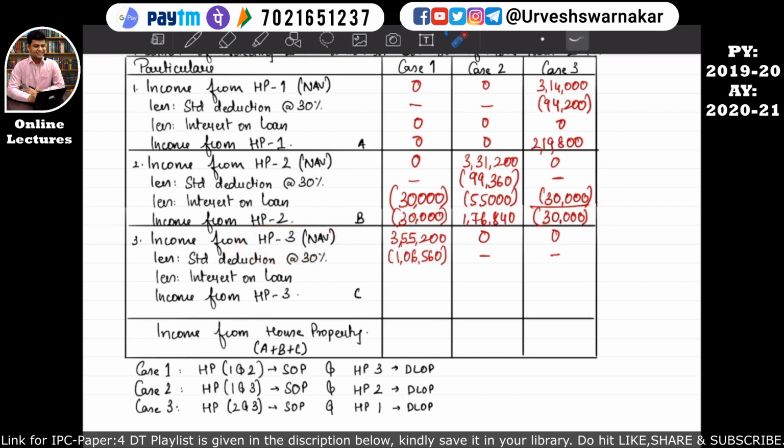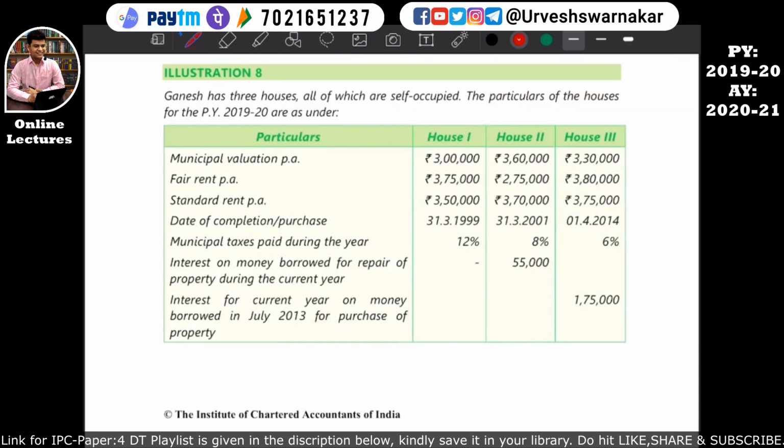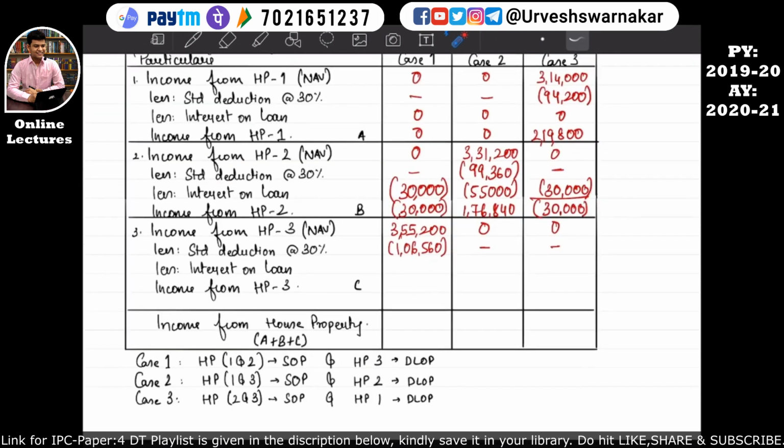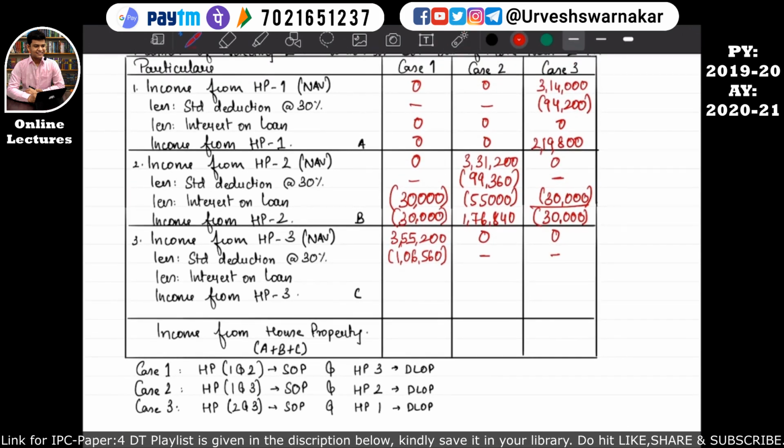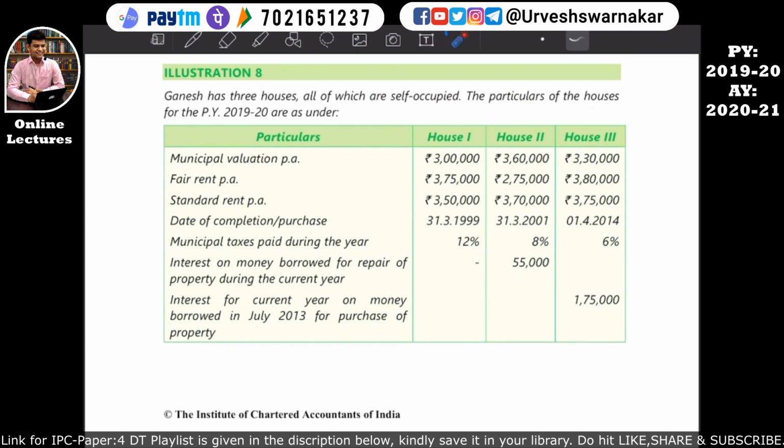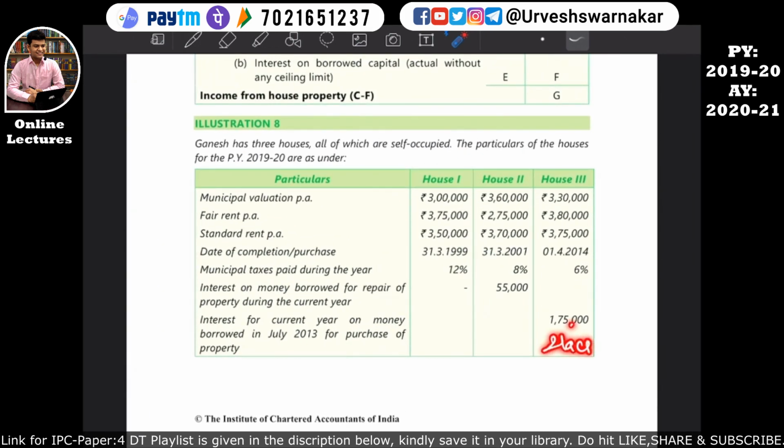In case 1, the house property 3 is a DLOP. So we have to see how much interest has been paid. In case of house property 3, the interest paid is 1,75,000. So the entire 1,75,000 will be allowed because this interest was taken for the purchase of the property. Even if this house property is a self-occupied house property, then 1,75,000 total will be allowed as deduction, because the maximum limit is 2 lakhs only.